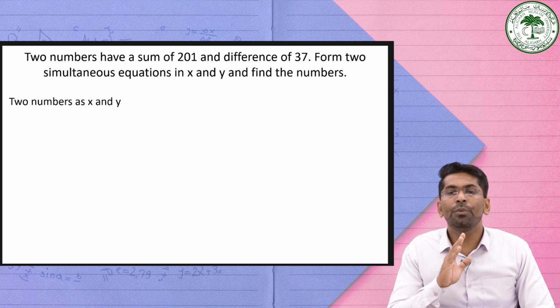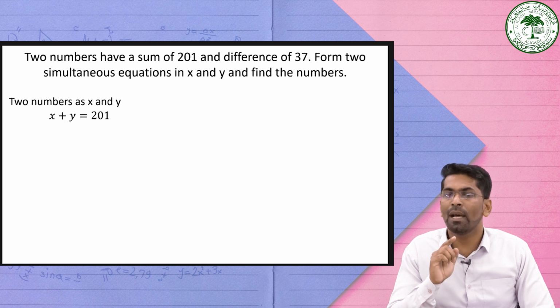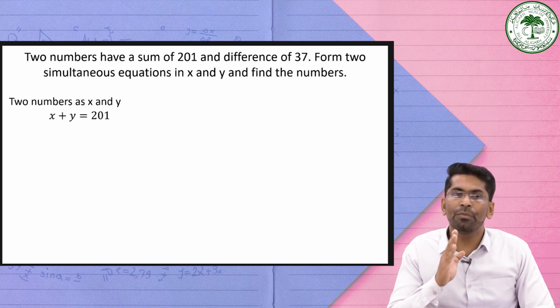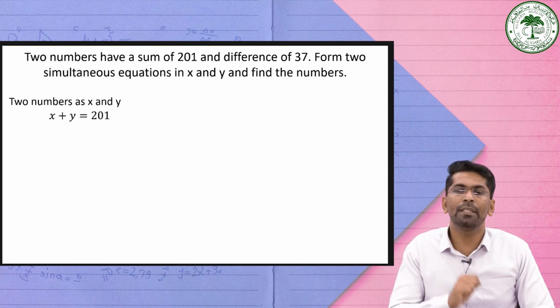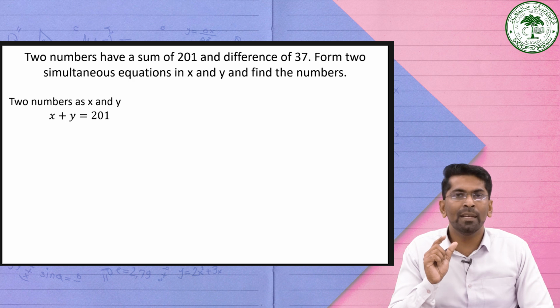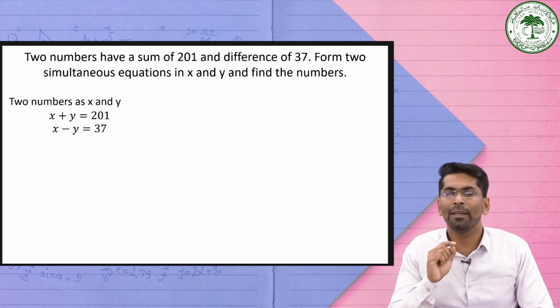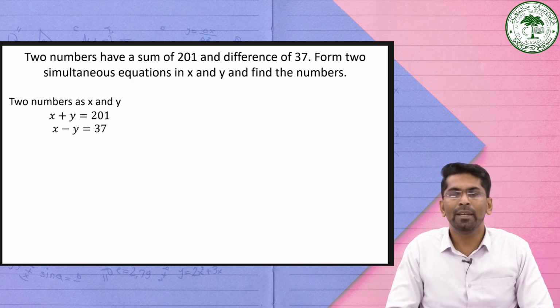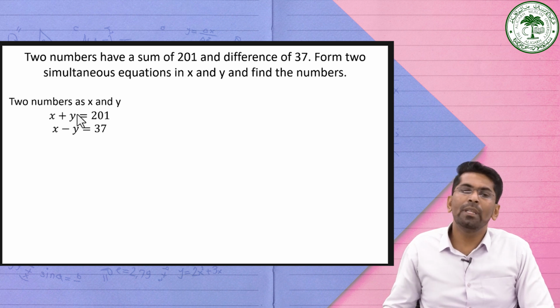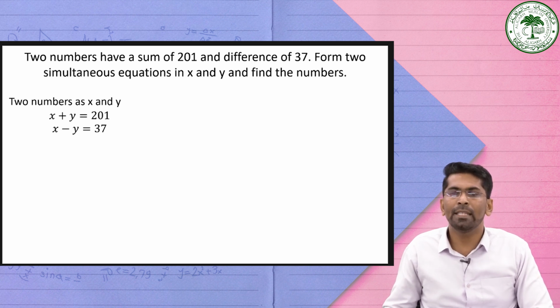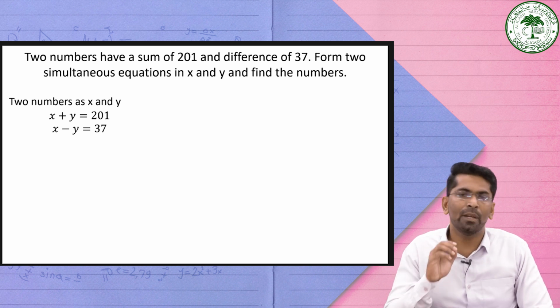The sum of the two numbers is x plus y, because the two numbers are x and y. So x plus y is equal to 201, and the difference of the two numbers is x minus y, so x minus y is 37. So we have a simultaneous system with two variables, x and y, and two equations.